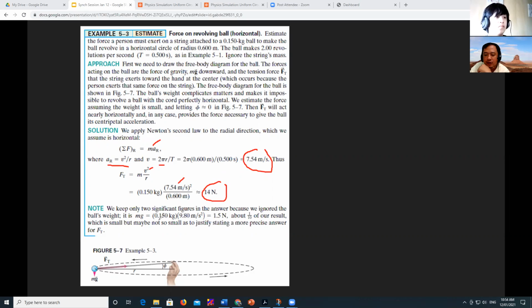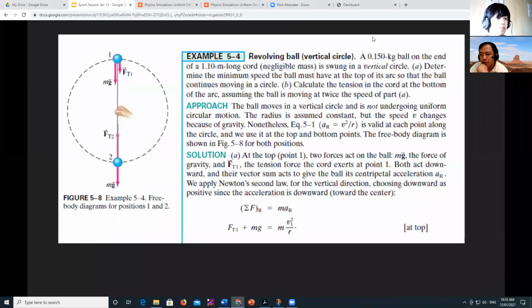And take note, when you solve a problem, you use the least number of significant figures. This is a constant, with infinite significant figures. This 0.150 has three significant figures. So the answer is supposed to be 14.0 newtons, because it should have three significant figures. Okay, so that's it in solving for the dynamics of circular motion. Another example, a vertical circle. In the last module of your K-hub, it is a vertical circle.